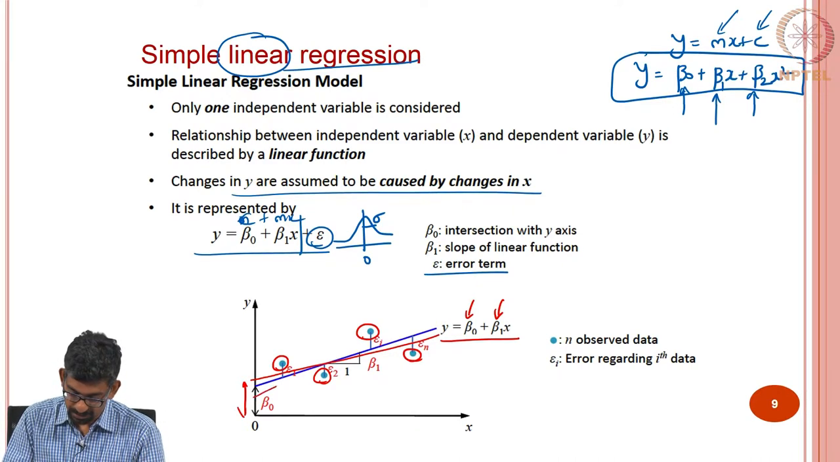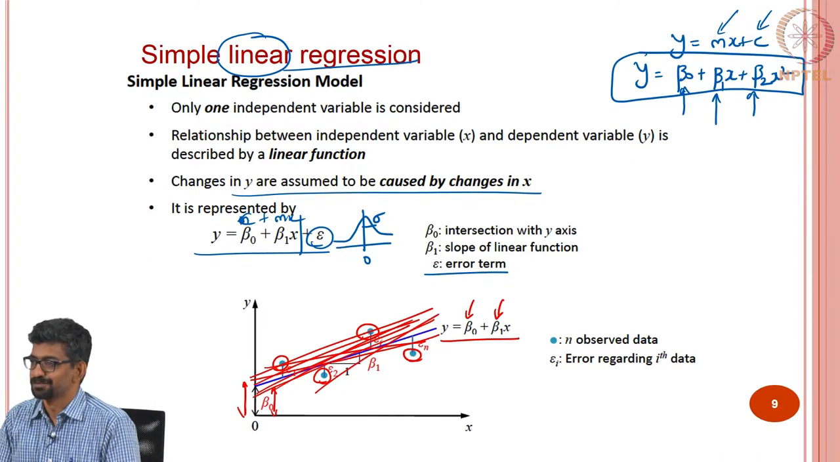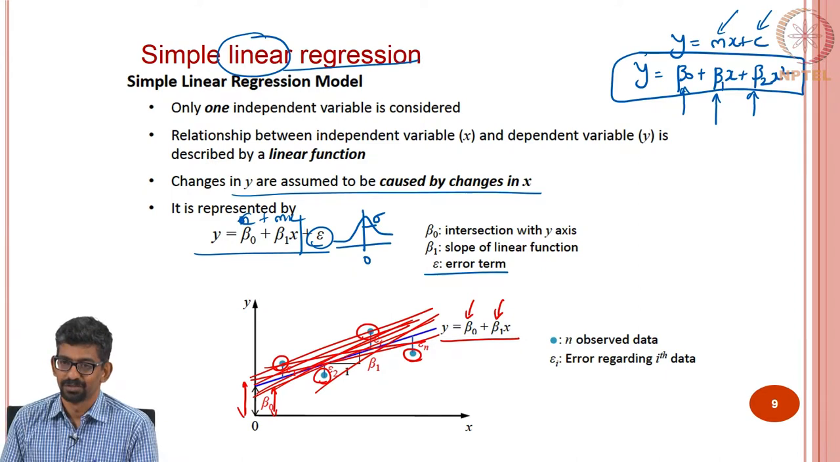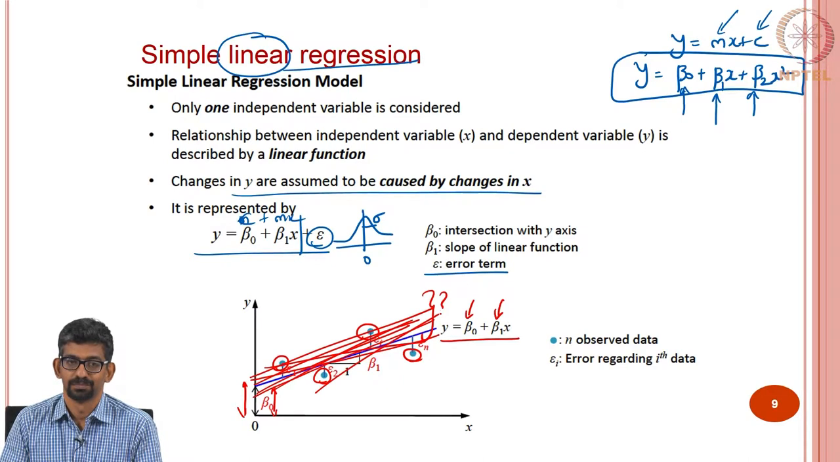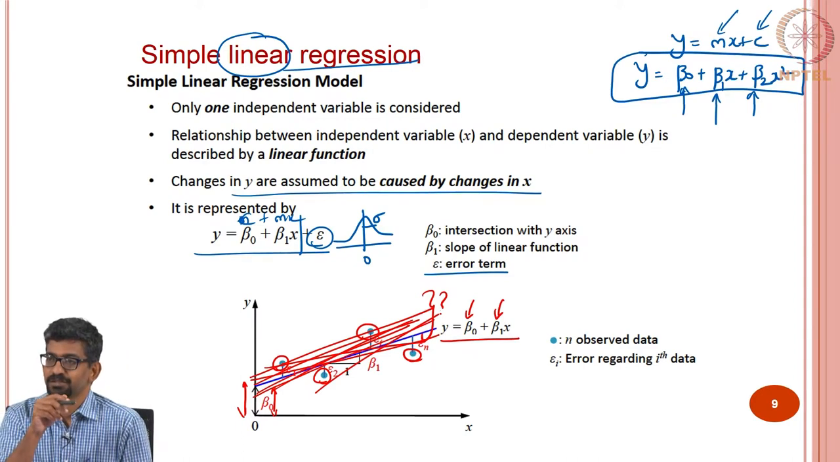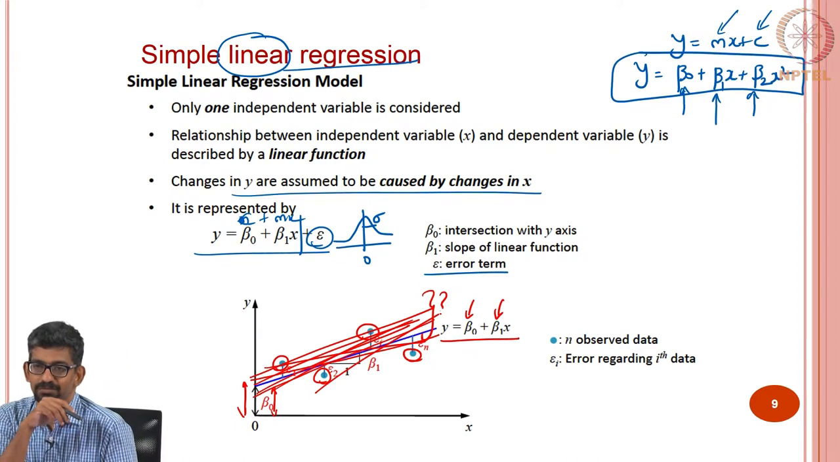Now, I will reduce it this way. Beta naught has changed. The slope has changed. So, like this I can draw, I do not know, an infinite number of lines. The question is, which of these lines is good? Finding which of these lines is good is not a problem, provided you are given the criteria. Someone walks into this room and asks me, which of these students is the best student? It depends on the criteria that you are asking.